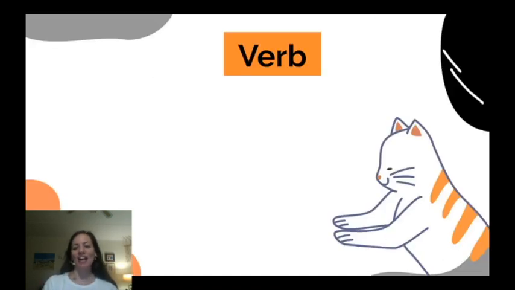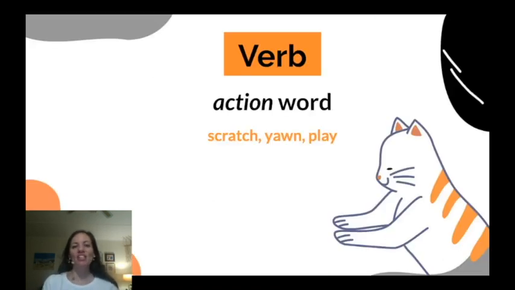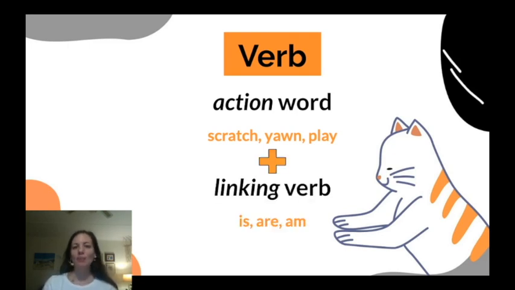So let's define a verb. Now a verb is an action word. Scratch, yawn, play, they're all verbs and things my cat loves to do. But there are other kinds of verbs as well. They could also be linking words.